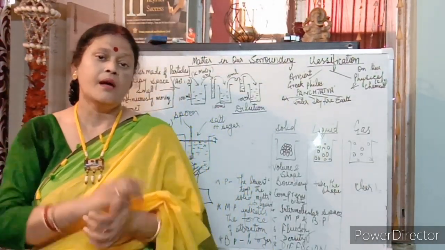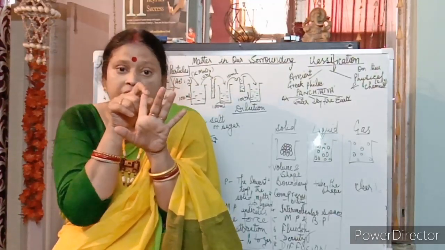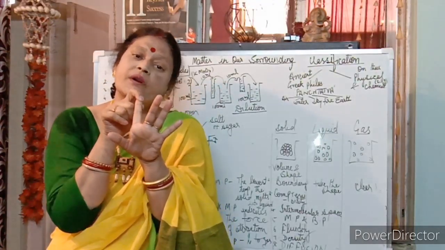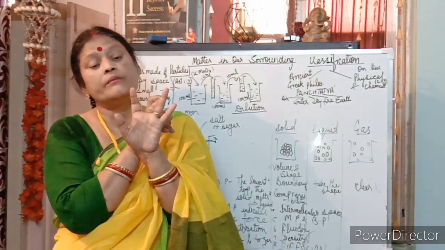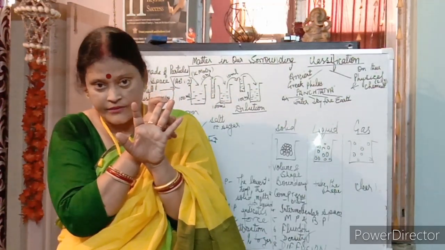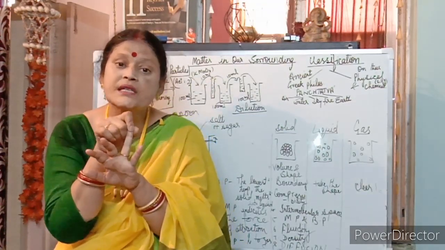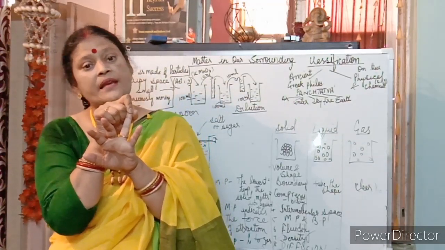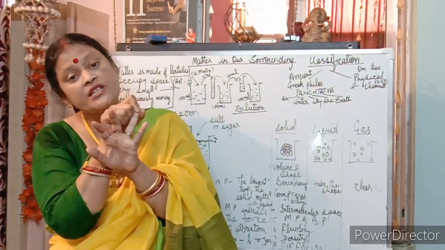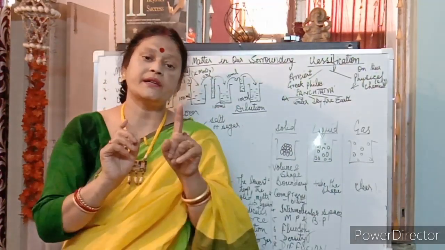Again I am recalling: particles of matter occupy space. Particles of matter are very small, beyond our imagination. Matter is made up of particles first. Next, particles of matter are continuously moving, and if the temperature is high, diffusion will take place and the particles will move much faster. Right? And the last one, particles of matter attract each other.